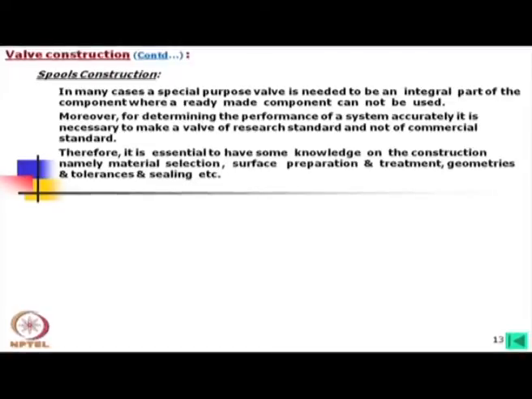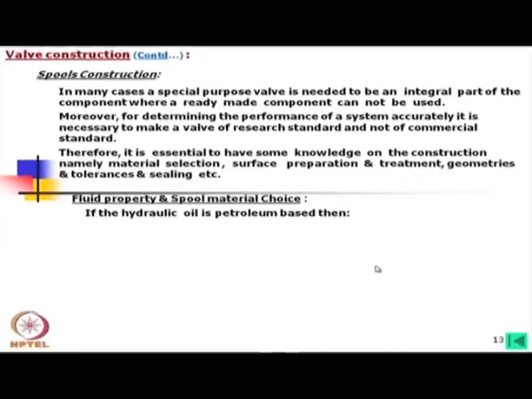Therefore, it is essential to have some knowledge on the construction, namely material selection, surface preparations and treatment, geometric tolerances and sealing, etc. Now, fluid property and spool material choice. Normally, spools are made of steel.